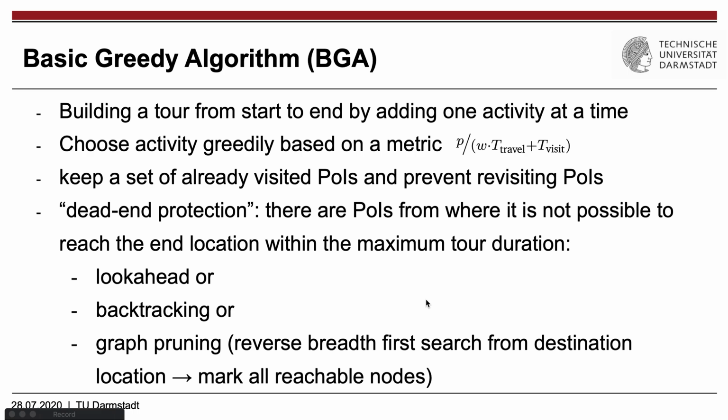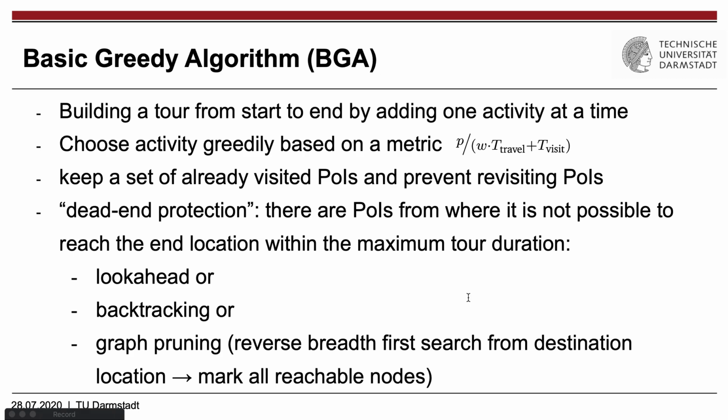So on this graph we can execute a greedy algorithm. We build a tour from start to end by adding one activity at a time, and the greedy algorithm chooses this next activity based on a simple metric, which is profit per time, and we weight the travel time against the visit time, and we keep a set of already visited POIs to prevent revisiting POIs.